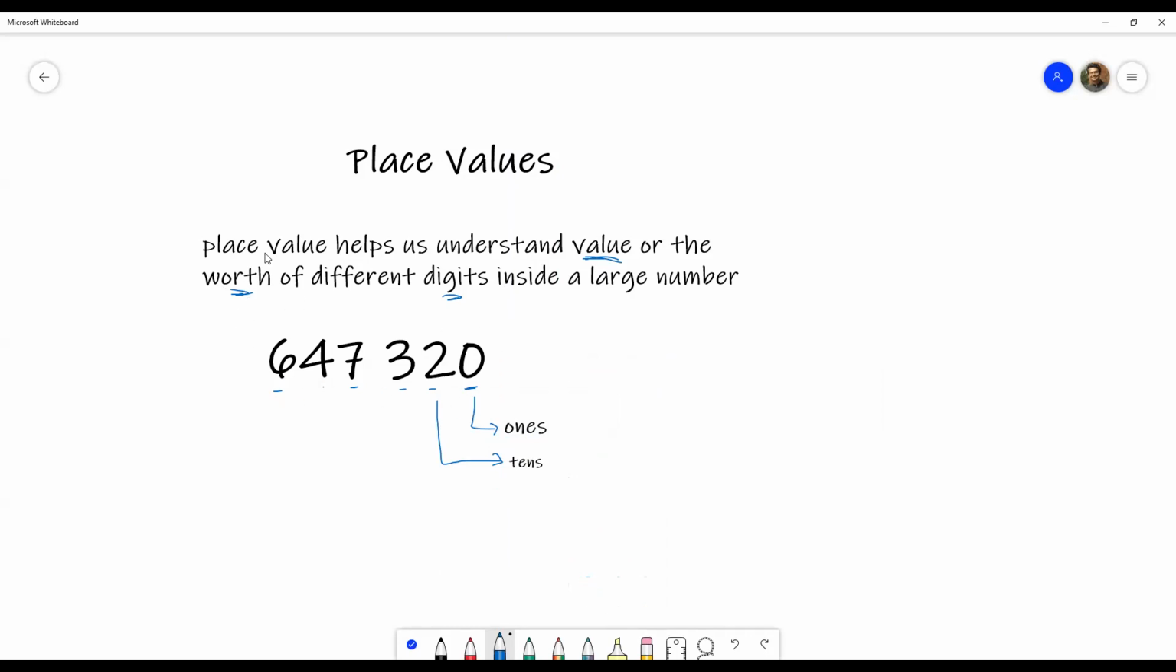So that's what the sentence in the beginning says, that place value helps us understand the value or the worth of different digits inside a large number. It itself is a large number. So we're going to be learning today about this place value, the first example I gave you, 647,320. Okay.